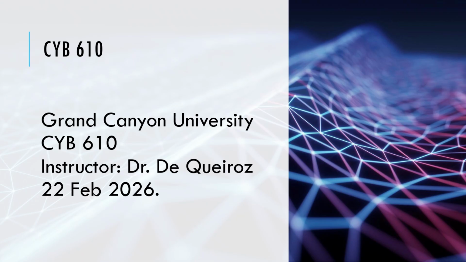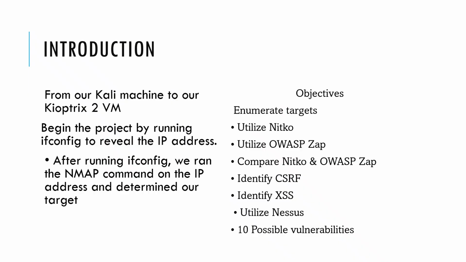Today I'll be doing my assignment on the second hack. The objective of this assignment is to enumerate the target, to enumerate targets utilizing Nikto, utilizing OWASP ZAP, compare Nikto and OWASP ZAP, identify CSRF, identify XSS, utilize Nessus, and find 10 possible vulnerabilities.